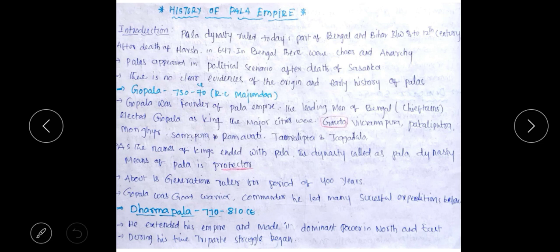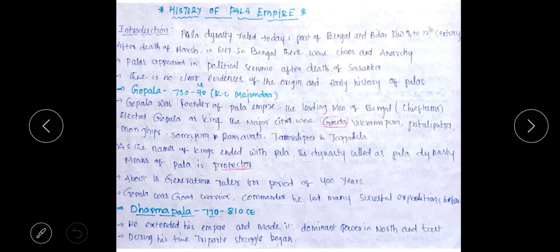We see that in ancient India, there was the rule of Harshavardhana. Once Harshavardhana died in the year 647, there was chaos, confusion, anarchy for a period of 1 century, mainly in North India and Northeast India. At that time, there were many petty kingdoms, known as chieftains, who used to rule the kingdom. So how did these Palas come to power after the death of Sasanka? These Palas came into the political scenario.